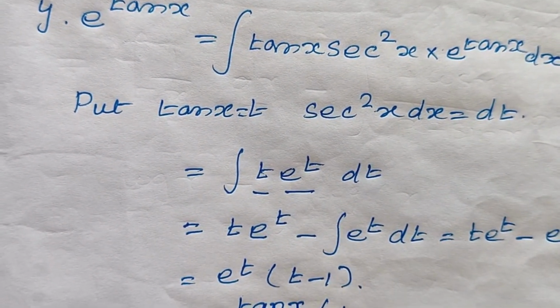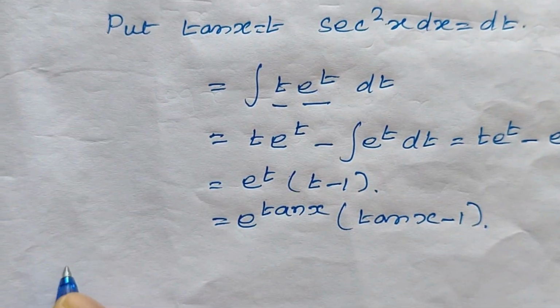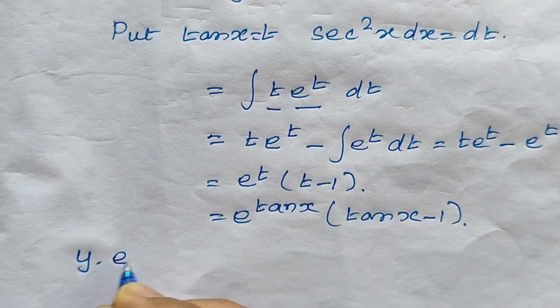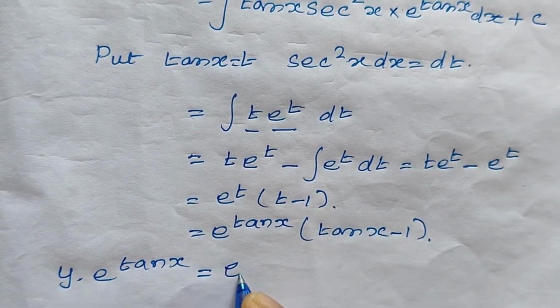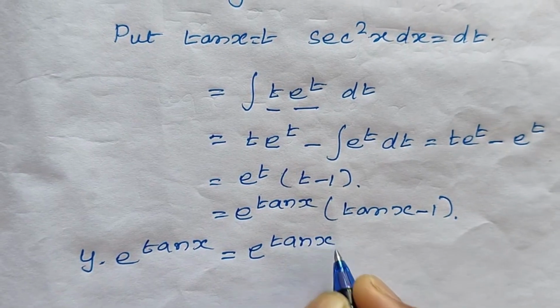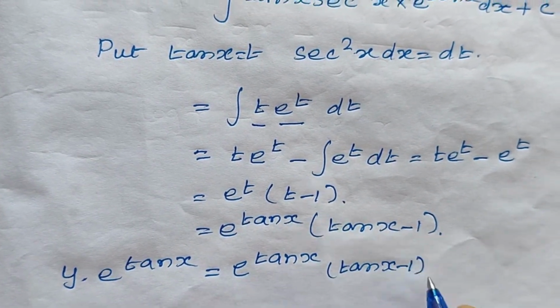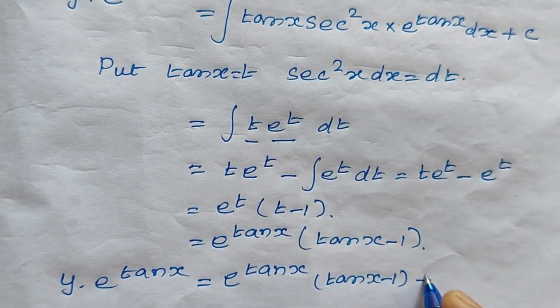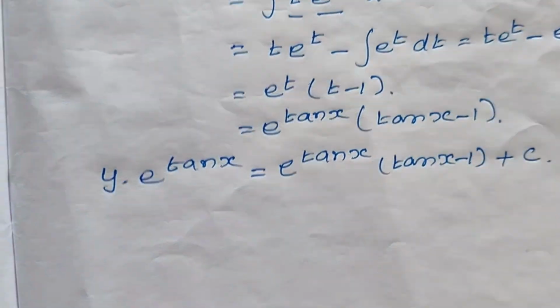So it is e power tan x into tan x minus 1. Therefore, substituting, y into e power tan x equal to e power tan x into tan x minus 1, plus c. It is given that y of 0 equal to 0.